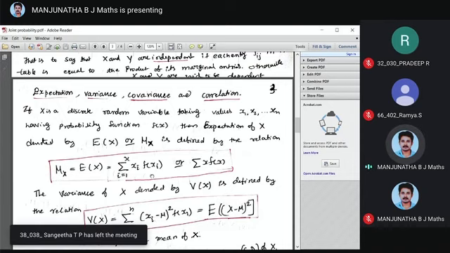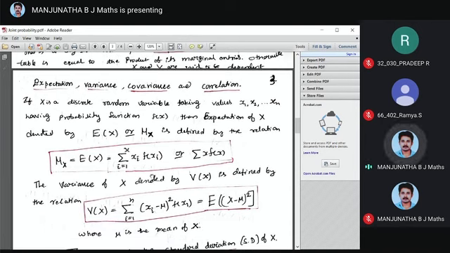x into p of x is the mean here, x into f of x. We'll take the function as f of x. Therefore, xi into f of xi, that is mu x, or it is also called expectation of x. Expectation of x is summation of xi into f of xi. Then what is expectation of x square? That is xi square f of xi. What is expectation of x cube? Xi cube f of xi.